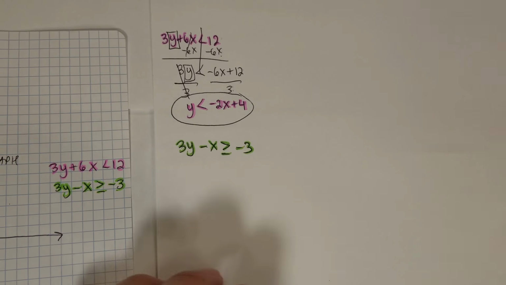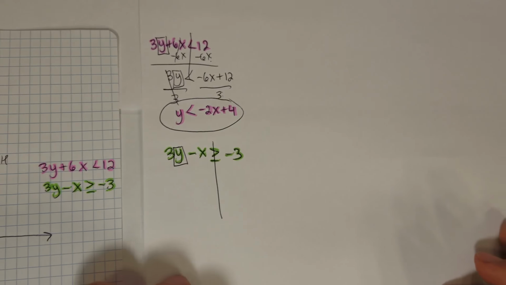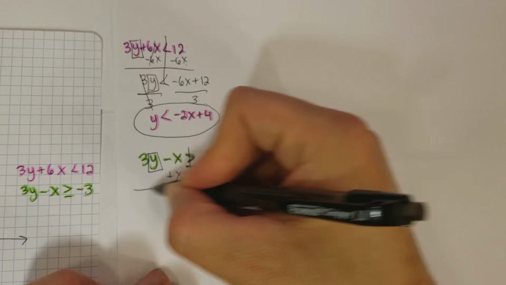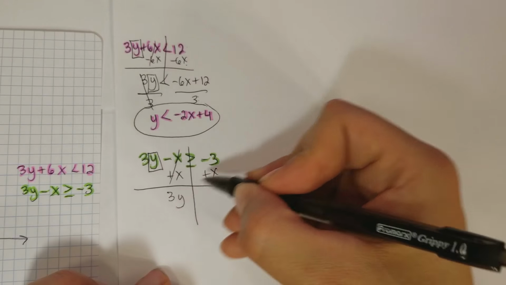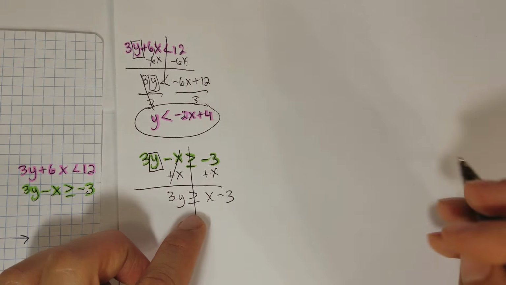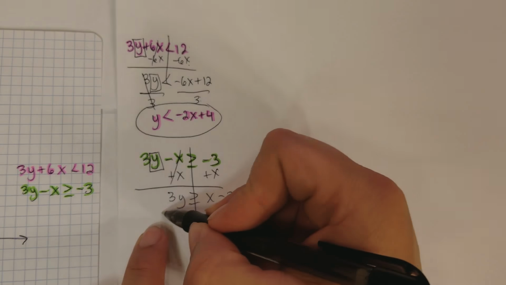Again, I usually like to draw a box around the y so I don't get confused. Draw the wall or line down the equal sign. I'm going to do plus x on both sides to get the y by itself. Drop the 3y. We get 3y is greater than or equal to x minus 3. Again, I don't combine these two, I just rewrite them. And then lastly, I divide by 3.